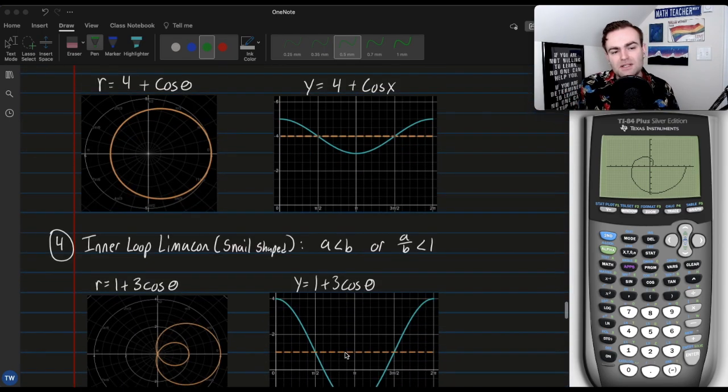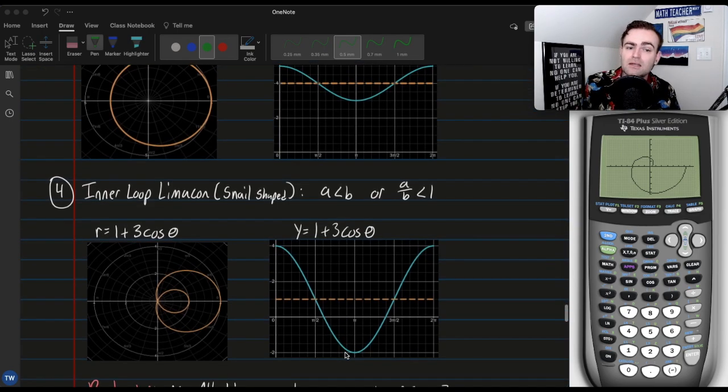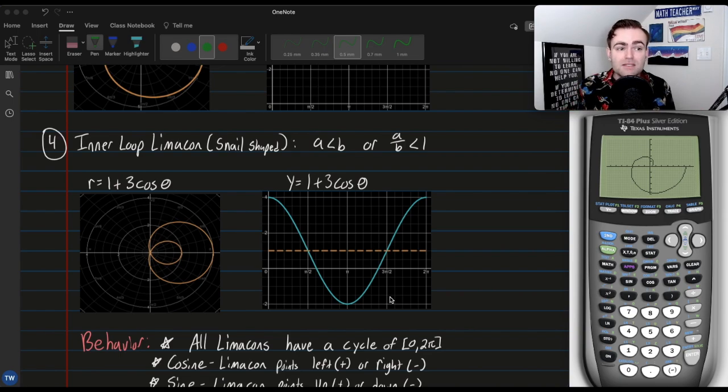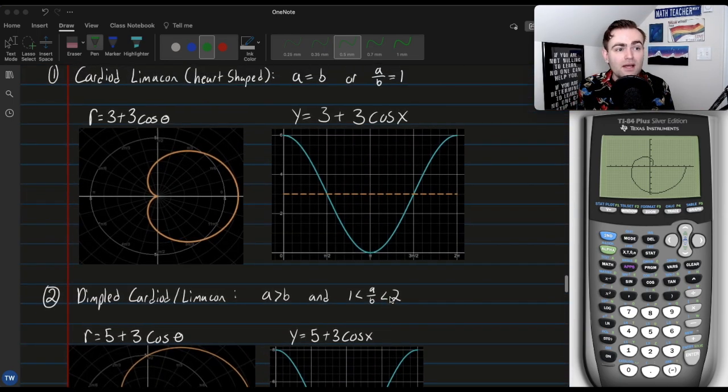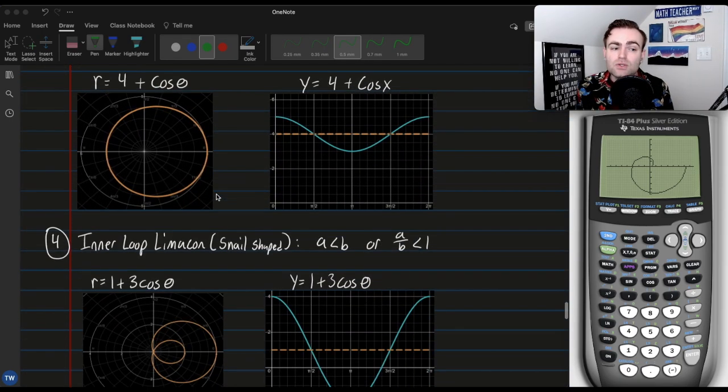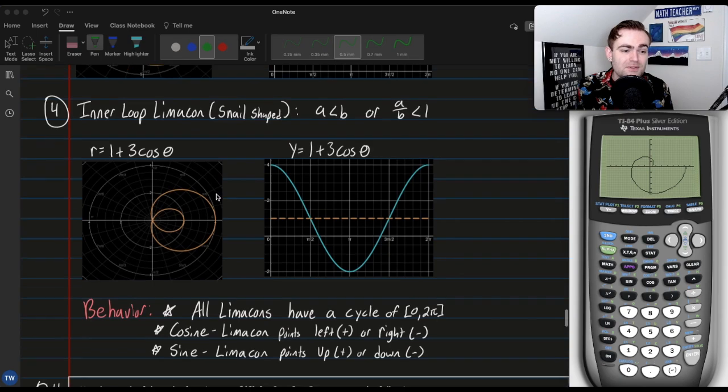So the last but not least is what happens when A is less than B, or the ratio of A to B is less than 1. You get what's called an interlooped limaçon, or you get your actual snail shapes. So you have these beautiful curves within curves, and this happens rectangularly because we are dipping below the axis. We are going through the axis at some point. So those are your 4 different types. Repeating again, you have your cardioid, your dimpled, your convex, and your inner loop, all limaçons.